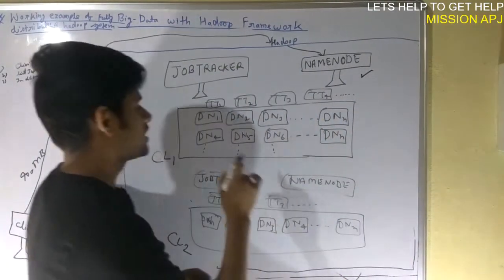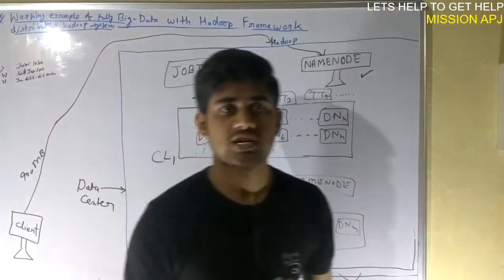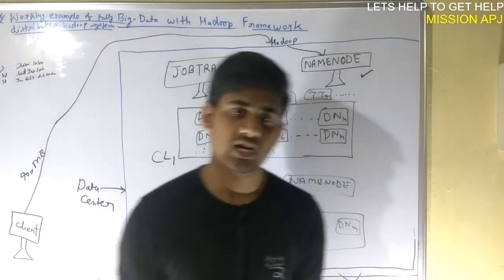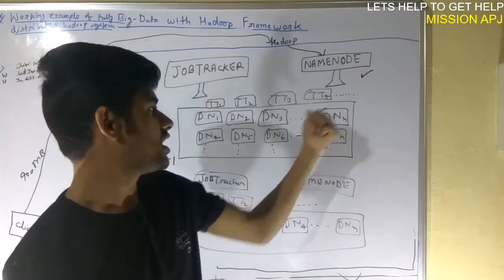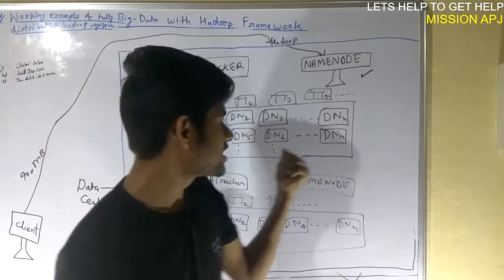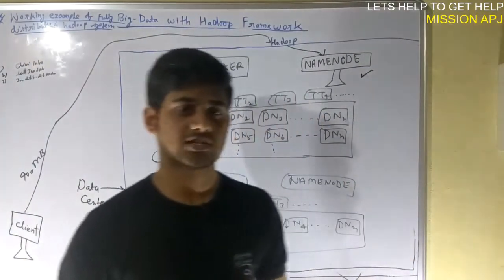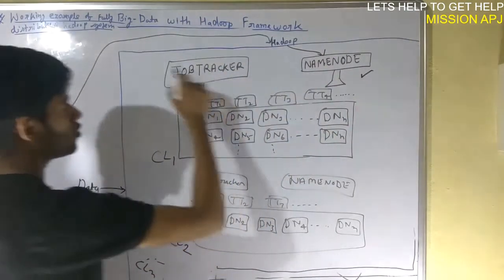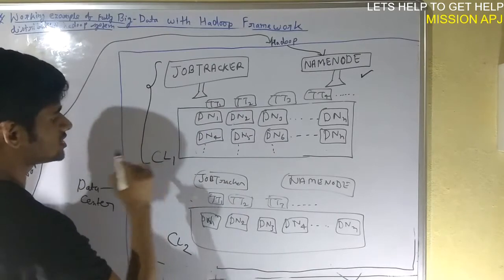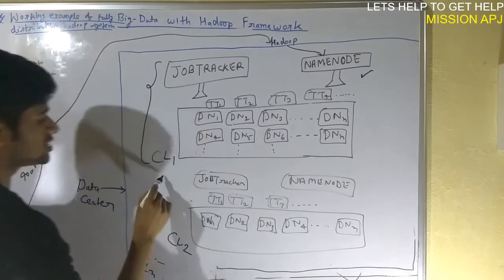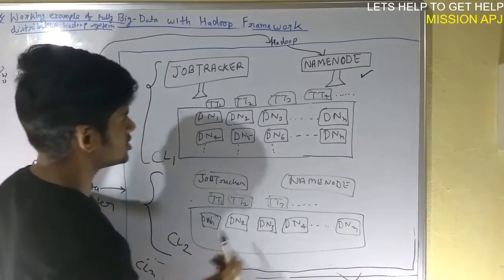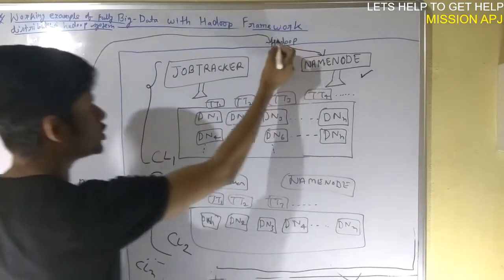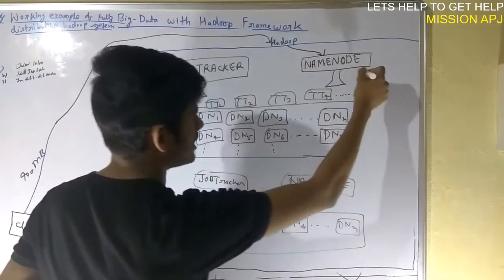Fine. So as we know, for a single cluster there is one single name node, one single job tracker, and lots of task trackers and lots of data nodes available. So this whole is your single cluster. Again this whole is your single cluster. So we are taking the example of this one. Suppose the data came to Hadoop, and it has been assigned to the name node of cluster 1.